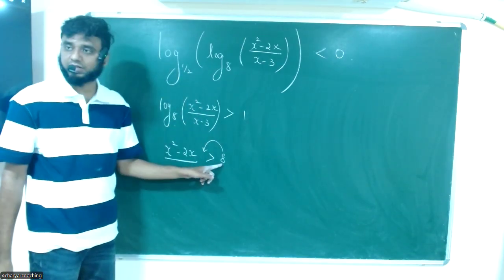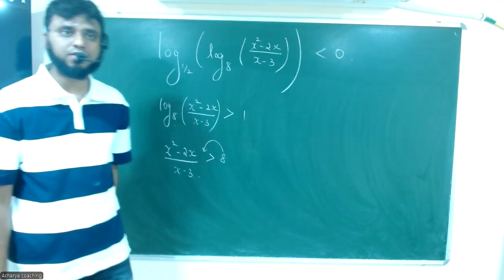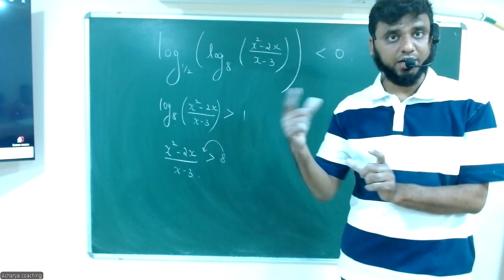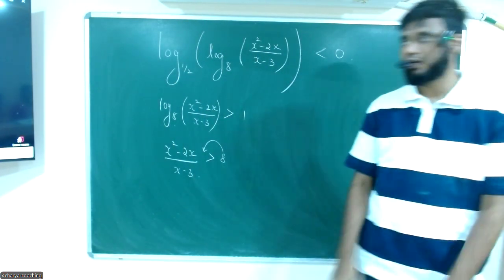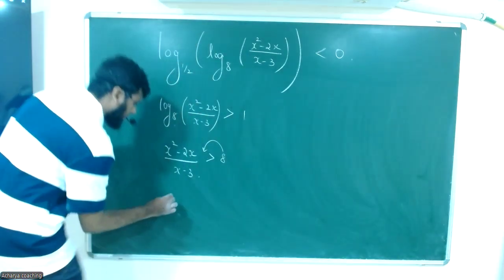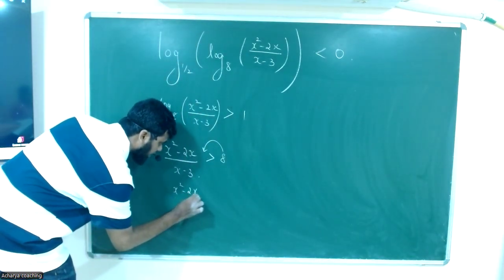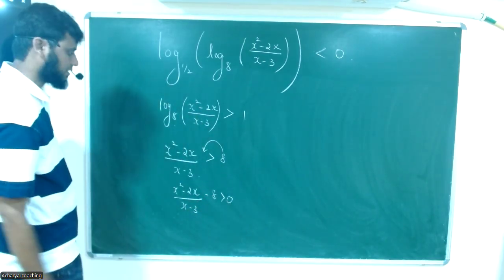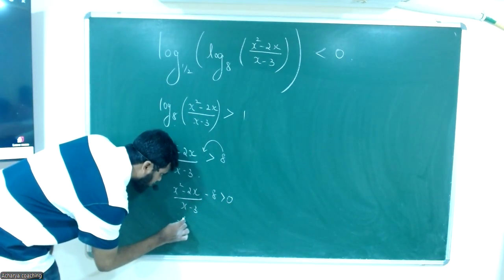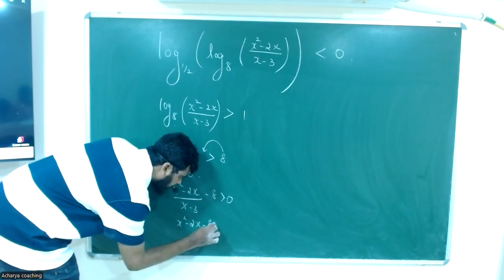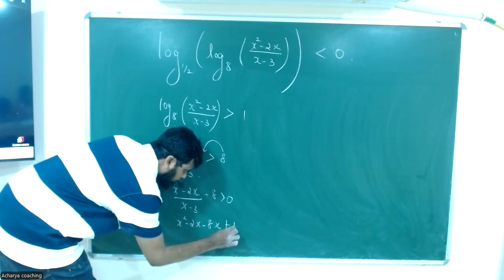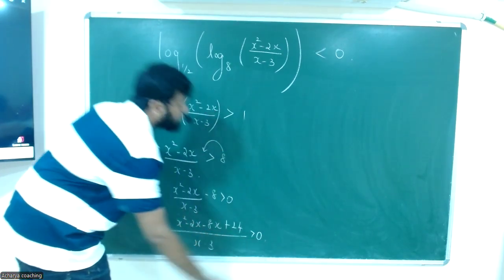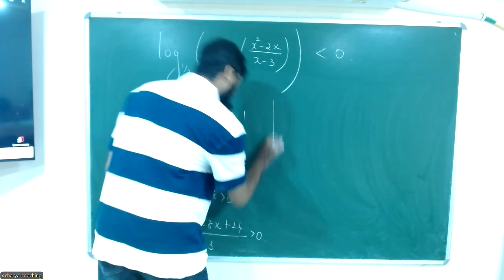Don't multiply this x minus 3. Why we can't multiply x minus 3? X minus 3 can be negative as well as x minus 3 can be positive. So we cannot multiply. So x square minus 2x by x minus 3 minus 8 greater than 0. Okay. Now take LCM. X square minus 2x minus 8x plus 24, the whole divided by x minus 3 greater than 0. Okay. Any doubt in this?